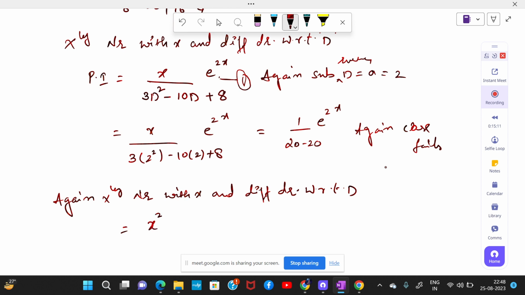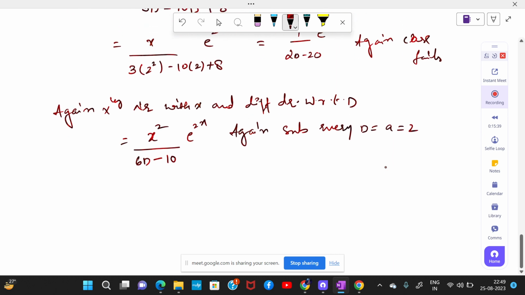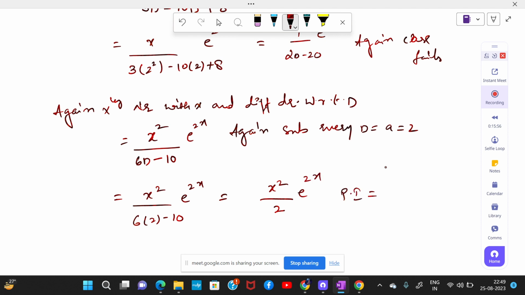It's equal to x into x square divided by D square. 3D square differentiation is 6D, minus 10D differentiation, equal to 1 into 10, it's 10, e to the power of 2x. Again substitute every D, equal to a is equal to 2, which is x square divided by 6 into 2 minus 10, e to the power of 2x. x square, 12 minus 10 is 2, e to the power of 2x. Your PI is equal to x square by 2 e to the power of 2x.